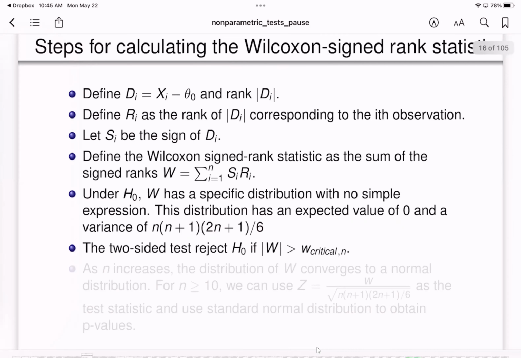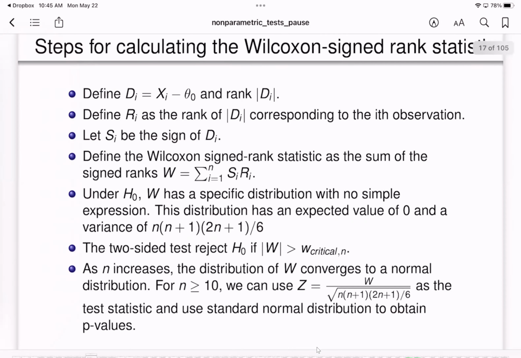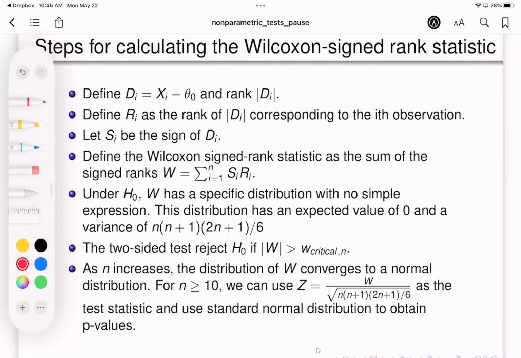As the sample size increases, this special distribution is no longer needed because that distribution is not easy to get. Instead, when the sample size n becomes large, the good part is the distribution of W will be approximately normal. And if that's the case, we can just use W minus the mean 0 and divided by the standard deviation as our approximated test statistic. And this one has an approximately normal distribution with mean 0 and variance of 1. So from the normal, we can easily obtain the p-value and decide to reject the null hypothesis or not.